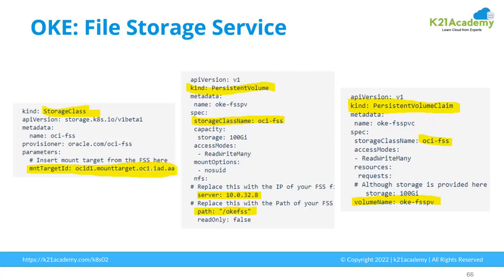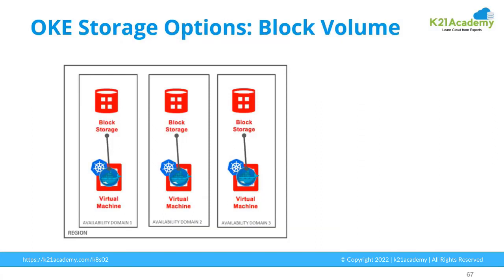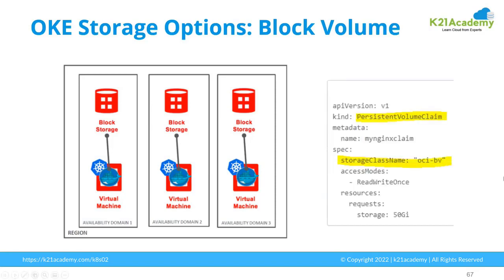Now that's one type of requirement, where multiple pods running on different hosts need to access a file system or underlying storage. Or the other service which I mentioned earlier was block volume. And in this case, the block volume is usually tied to one particular virtual machine configured within an availability domain. So here you'll be defining a persistent volume claim, and this time you're giving the storage class name of the storage class which you've already defined, which is OCI-BV, which is block volume.